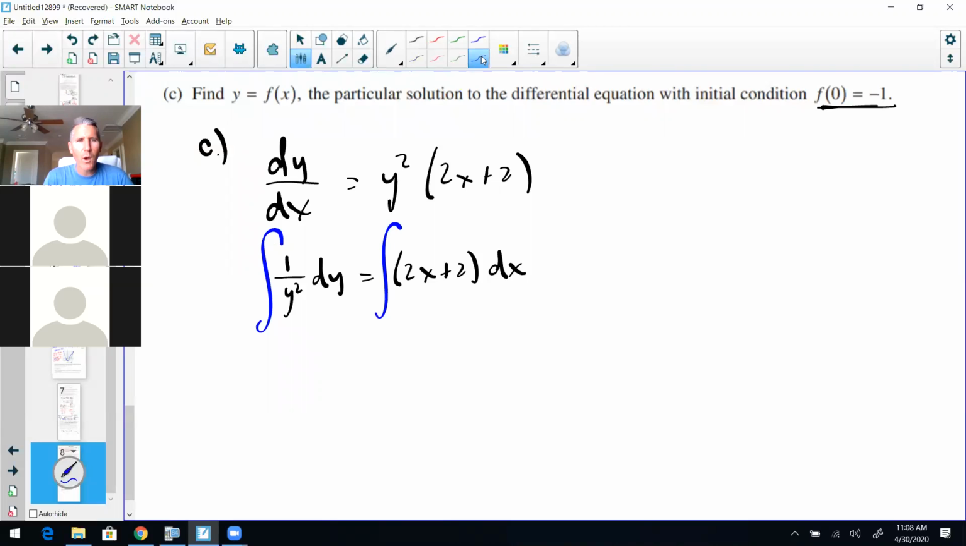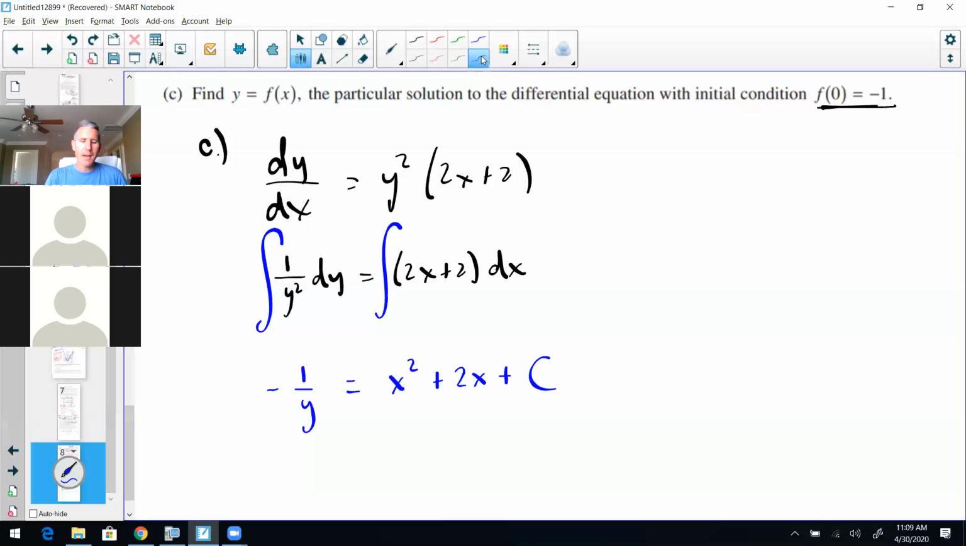What's the antiderivative of y to the negative second? Well, y to the negative first over negative 1, also known as negative 1 over y. Now there is a plus c sub 1 on that side, but again, we always just put the plus c on the right side of the equation. So this is going to be equals. So here we have 2x plus 2. What's the antiderivative of 2x? Well, that's just going to be x squared. Antiderivative of 2 is 2x, and then plus c.